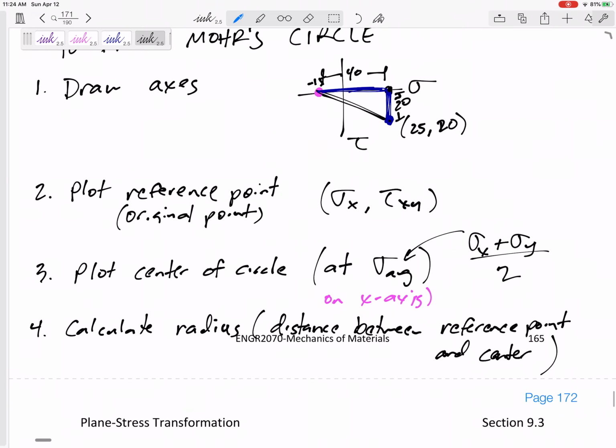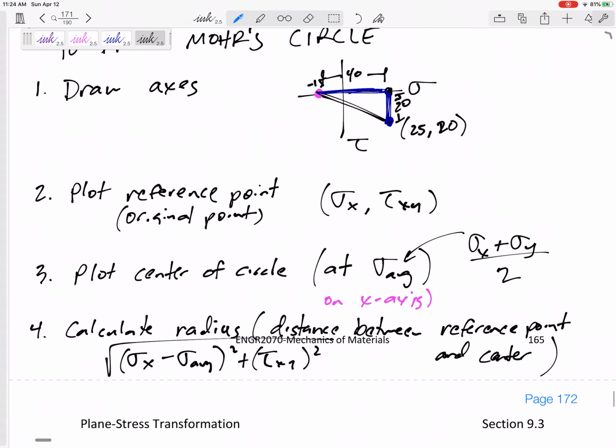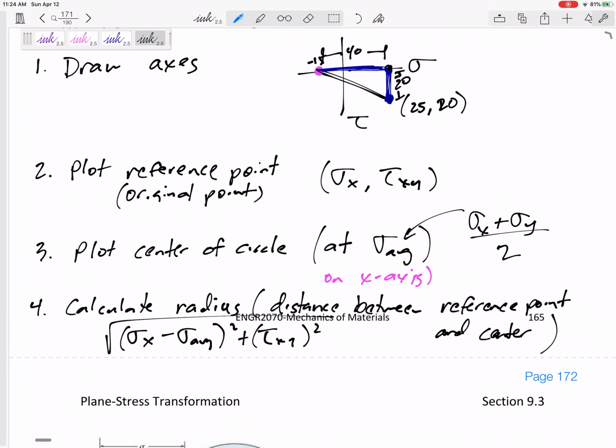And I don't want you to memorize equations, but the equation here would be 25 minus average, squared, plus tau xy squared, take the square root. Now, don't memorize that. But that is how you calculate the radius. Okay, so here are our steps. Draw the axes, plot the starting point, plot the center, and then you can find the radius right there.